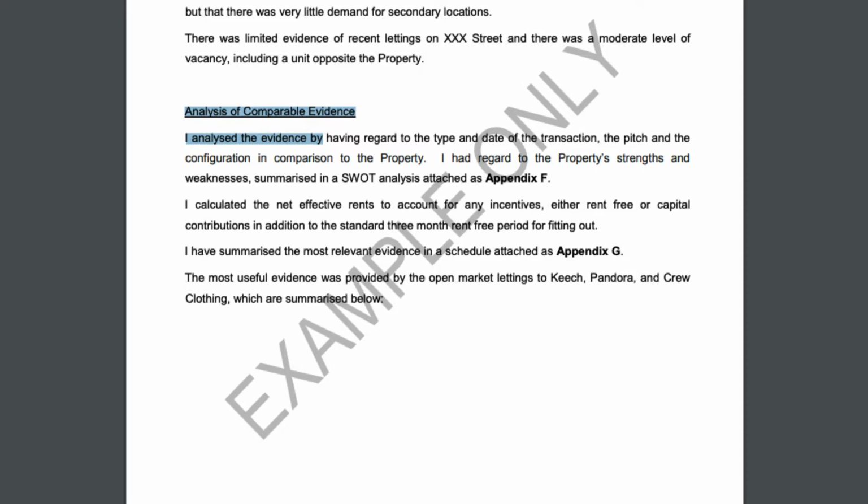Well, other areas that you could add or minimize words would be the headers and subheadings and avoiding repetition. So for example, in the analysis of comparable evidence, they have started the sentence off by saying, I analyzed the evidence. It is repetitive, and those extra words could mean the difference between going above or below 3,000.